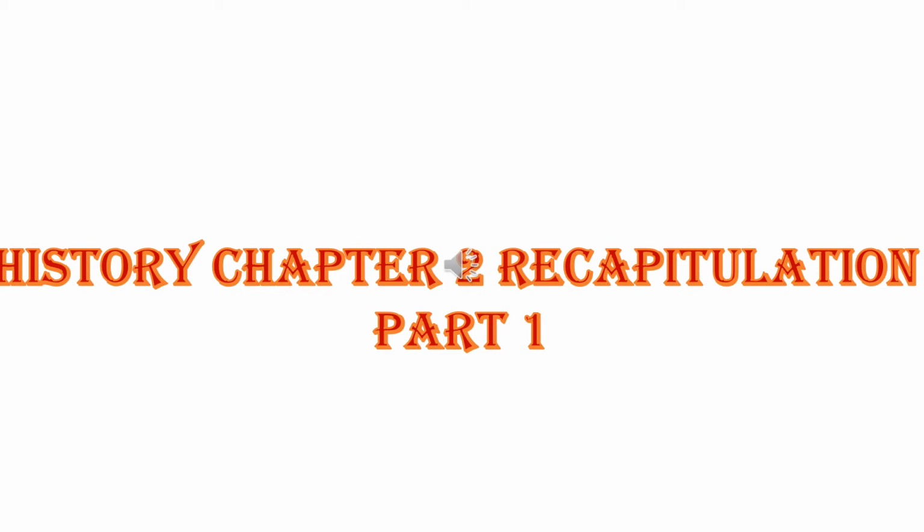Welcome class 12. Today in this video we are going to recapitulate chapter 2 of history, Kings, Farmers and Towns. This chapter deals with the rise of early states and economies, and the time frame is given from 600 BCE to 600 CE.